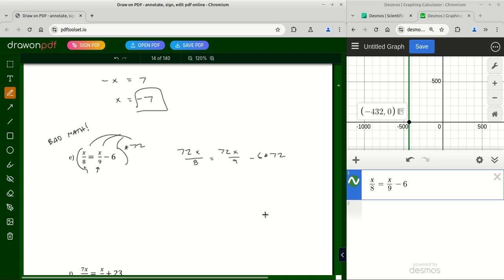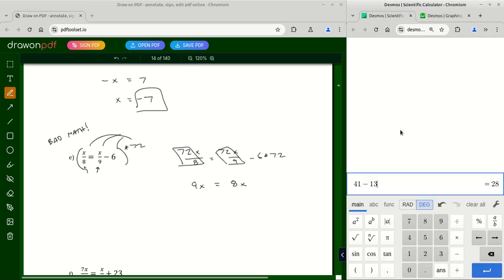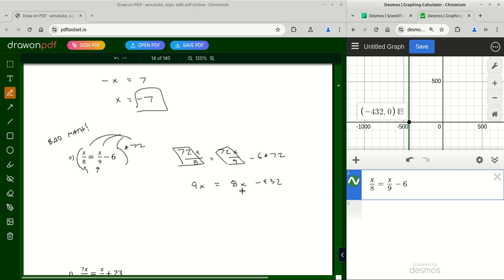So I know there's a lot going on here, but consider each point. What is 72 divided by 8? Oh, yeah, it's 9. What's 72 divided by 9? It's 8. And then what's 6 times 72? I don't know. Oh, look at that. We've seen that one before. And so I'm going to minus the 8x on both sides. So we got 1x, just x, is equal to this ginormous number. There you go.